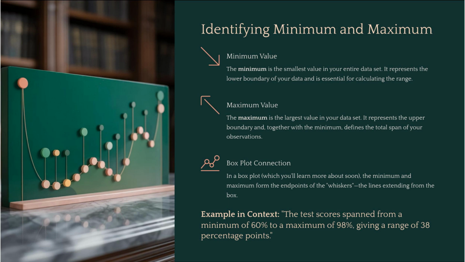The minimum and maximum values are important on their own because they define the boundaries of your data. You can summarize the data span by stating them. For example, the class scores spanned a total of 38 points, starting from a minimum of 60% up to a maximum of 98%. They are the anchor points for your entire distribution.